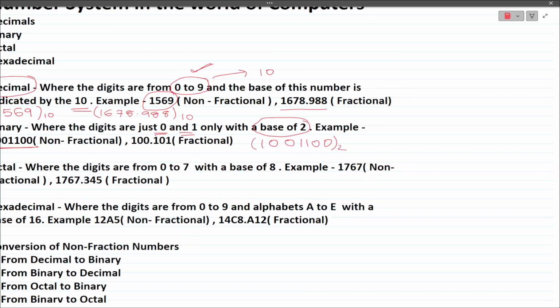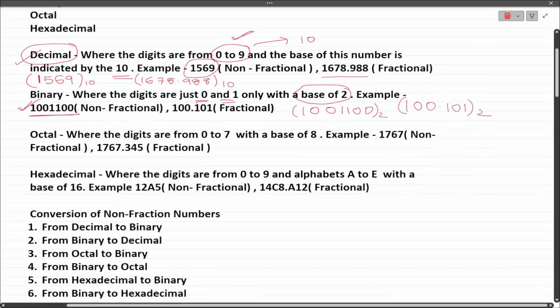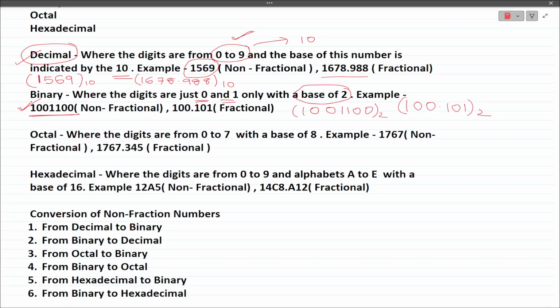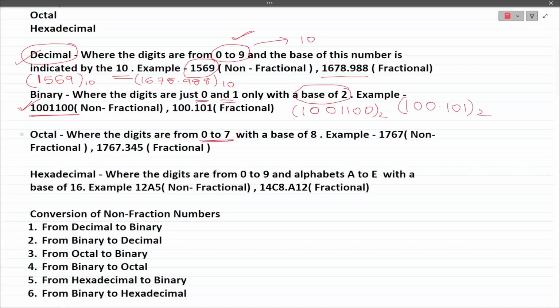Okay, if I will be considering a fractional number, it will be 100.101 and my base will be 2. This is how the representation of binary numbers should be. Now talking about octal numbers, as the name itself suggests, oct means 8. So there will be 8 digits. But if you will be starting from 0, of course the last digit will be 7.